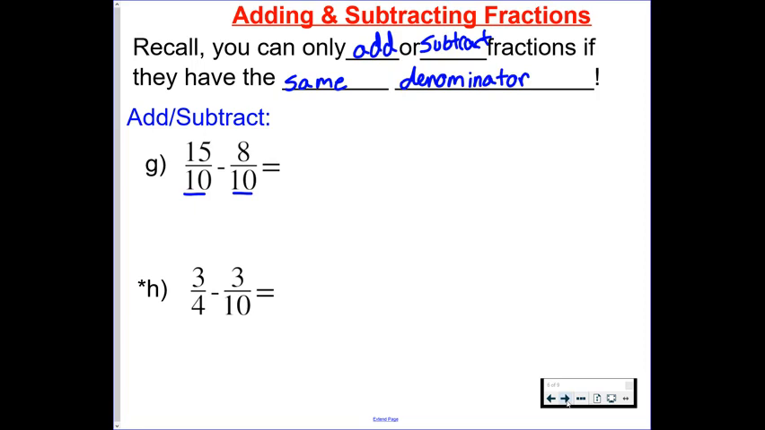Okay, so on this example, 15 tenths minus 8 tenths. Since they both have the same denominator, we can subtract the top. 15 minus 8 is 7. Keep the denominator of 10. So 7 over 10 is your fraction. Next, what we're going to do is H here.